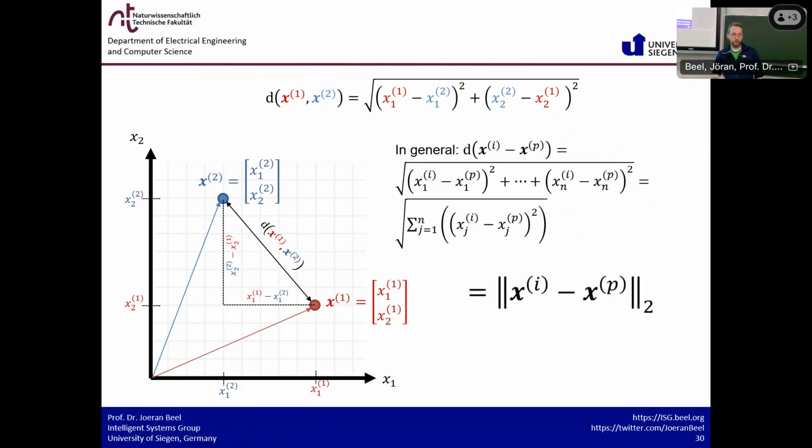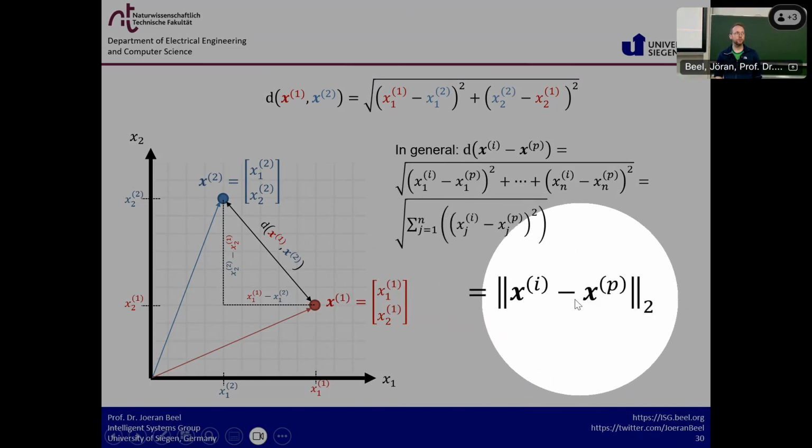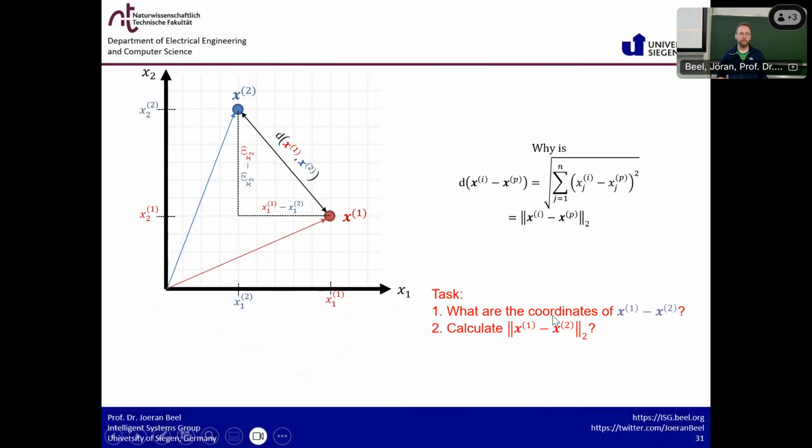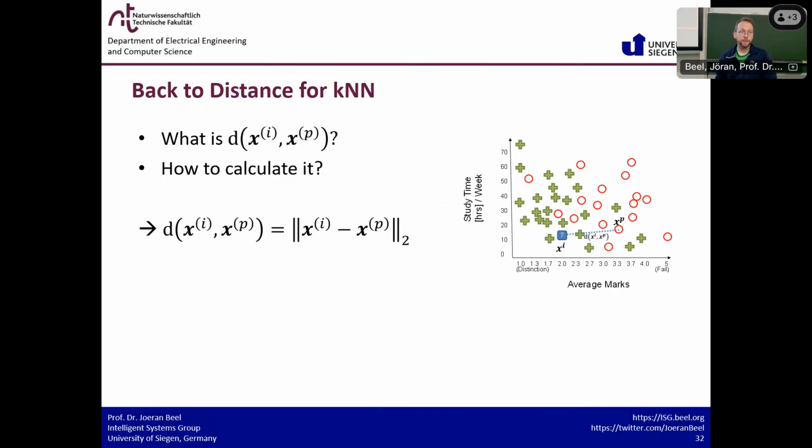A bit more compressedly written is this way, like these double pipes. That refers to the L2 norm. You must remember that. We can do that in one of the lab sessions. No, we will skip that. Okay, so back to the distance for kNN. What is the distance? How to calculate it? We just covered that.